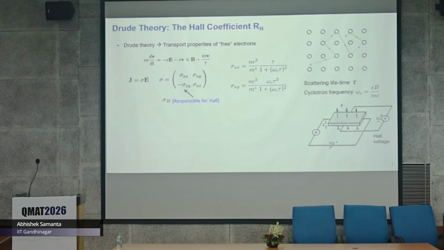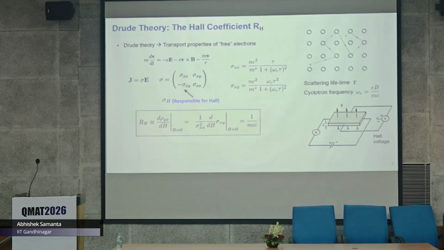Now, physically speaking, the Hall effect arises when a voltage difference develops in an electric circuit, which is transverse to the electric current and also perpendicular to the applied magnetic field. And if that happens, then this Hall conductivity becomes finite.